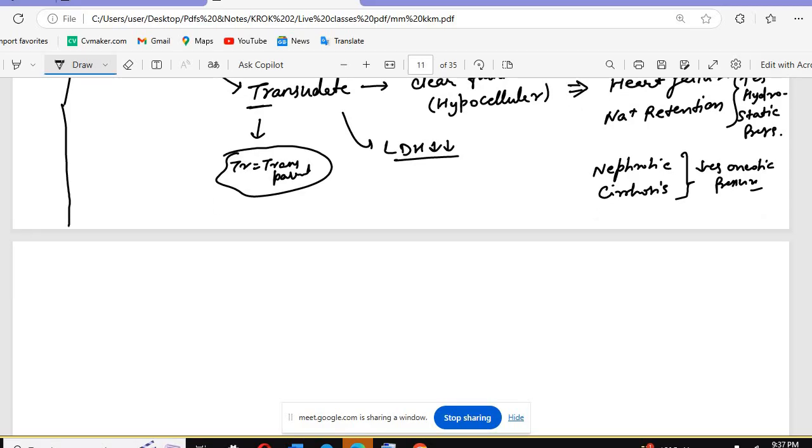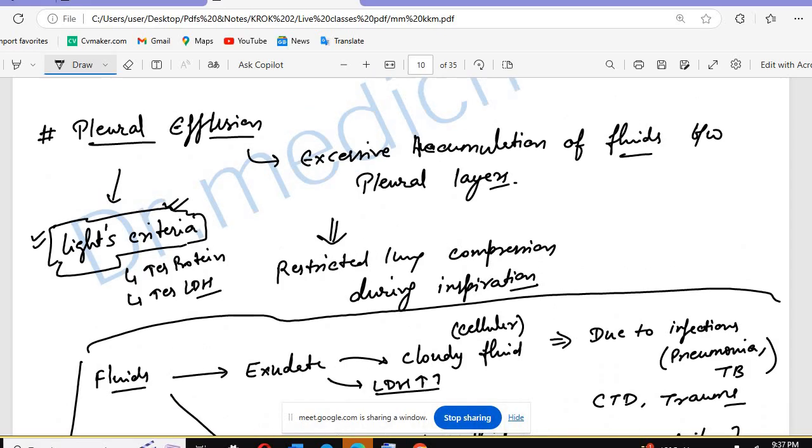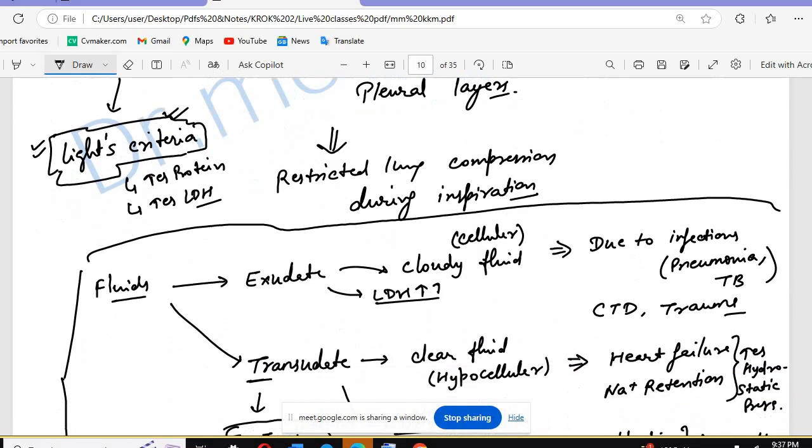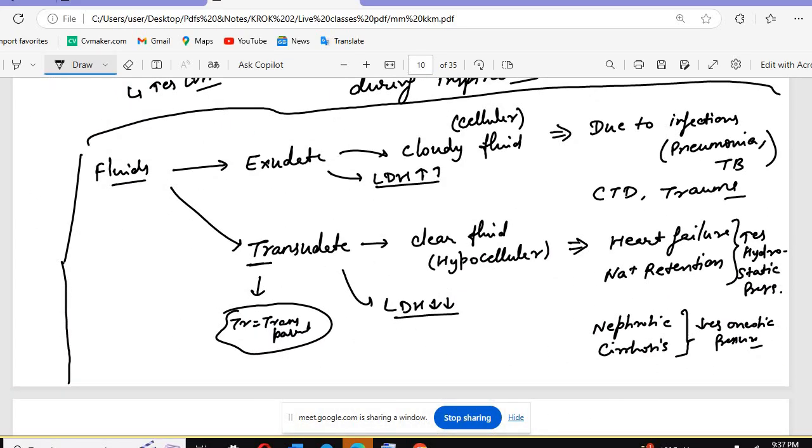So this is about pleural effusion. We have excessive accumulation of fluid between the pleural layers. In pleural effusions, you can see exudate as well as transudate. Like if the patient has heart failure, or sodium retention, and is getting some kind of pleural effusion, you will get the transudate in that.